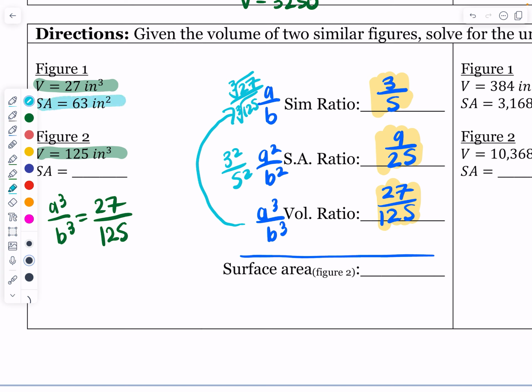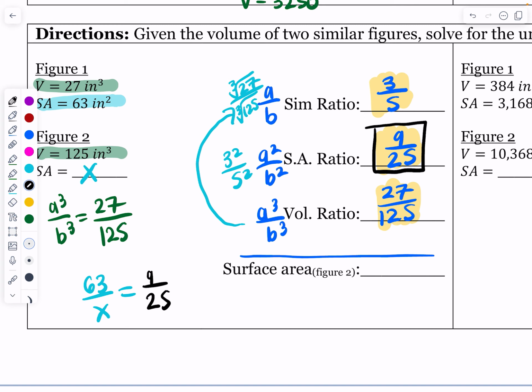So I want to find the bigger surface area, and so I'm going to put an X there. We're going to do 63 over X should be equal to which of these fractions? Well, the surface area ratio is 9 over 25. So I'm going to set that equal to 9 over 25. And then I'm just going to cross multiply like before.